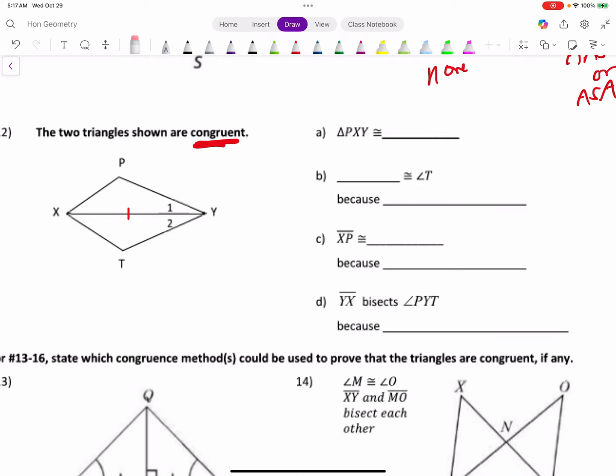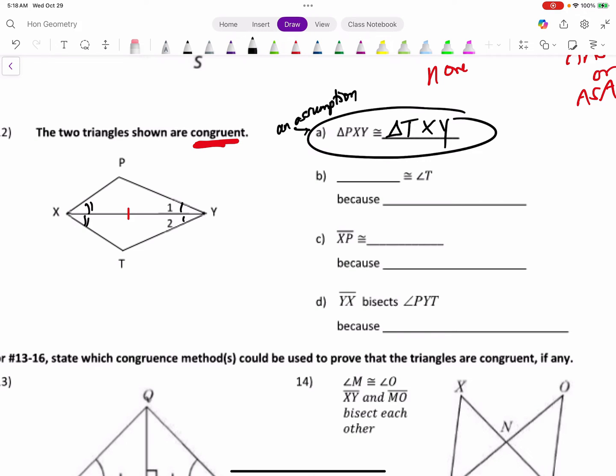Okay, but again, this is an assumption, but I think it's probably an accurate assumption, because that angle looks the same size as this angle, and this angle looks the same size as that angle. So I would say that triangle PXY, so I would put the T first, X second, and Y last. However, again, I can't tell you that with 100% certainty because I am assuming that this thing is drawn to scale. And you should never assume it's drawn to scale.